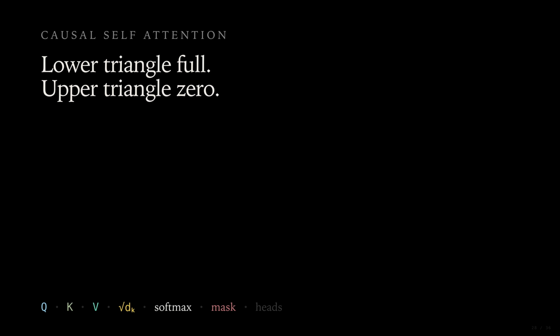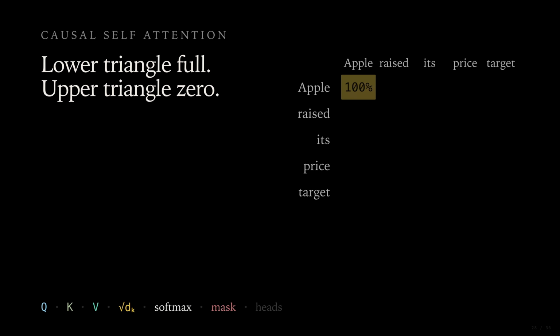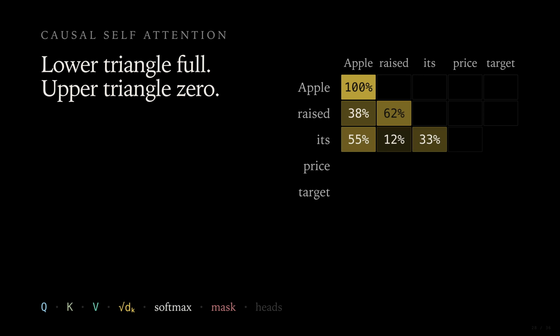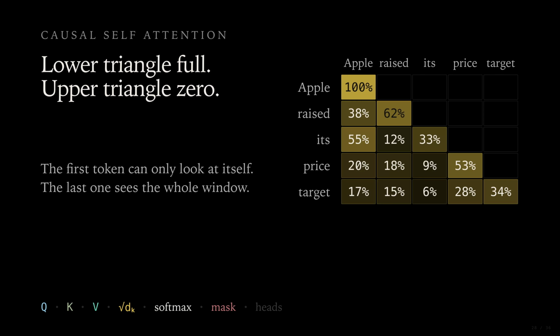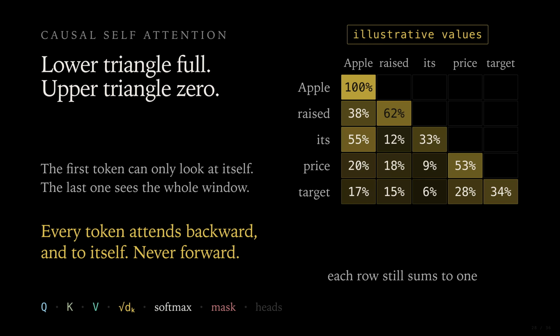Here is what comes out, row by row. The first token has nowhere to look except itself. The second divides its attention between the first and itself, and only the final row sees the entire window. Each row still adds up to 1 across whatever positions remain, which means the mask simply dissolves inside the softmax. Every token attends backward and to itself, and never forward.